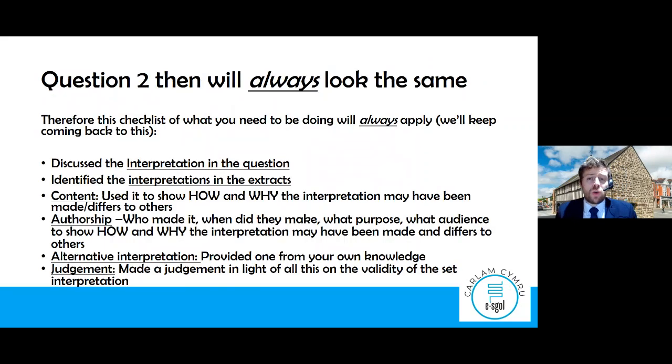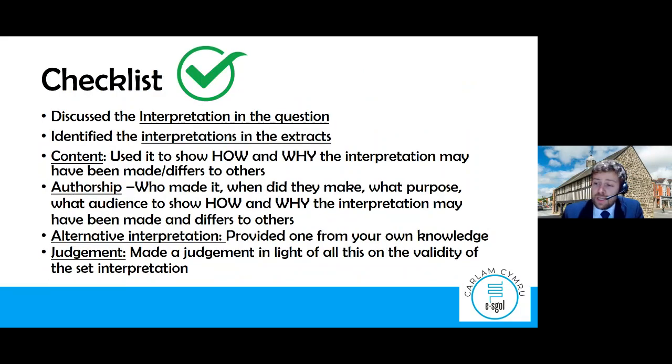So as question 2 will always look the same, right? Here's a checklist of what we always need to do to apply, and we'll keep coming back to this. Discuss the interpretation in a question, identify the interpretations in the extracts, use the content to show how and why the interpretation is being made or differed, use the authorship to suggest how and why the interpretation may have been made and differ to others, offer an alternative judgment, and then ultimately, as you have to do with question 1 as well, provide a judgment. So here's our checklist, and here's what we'll keep coming back to.